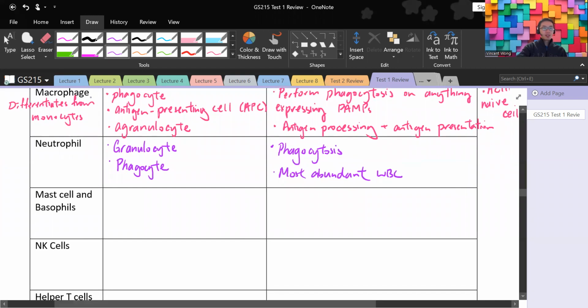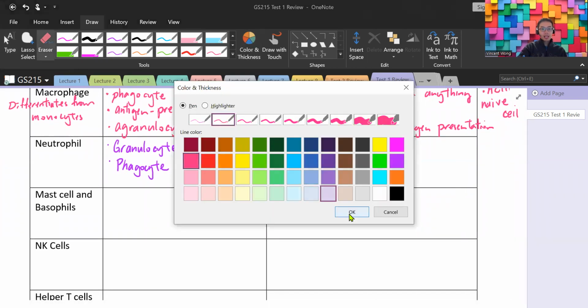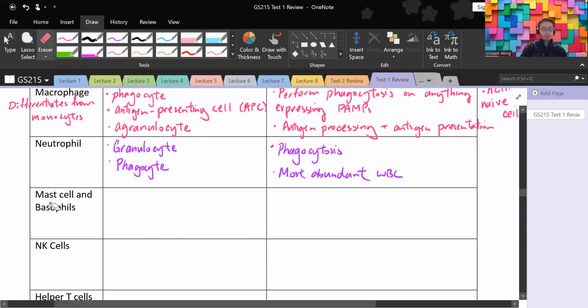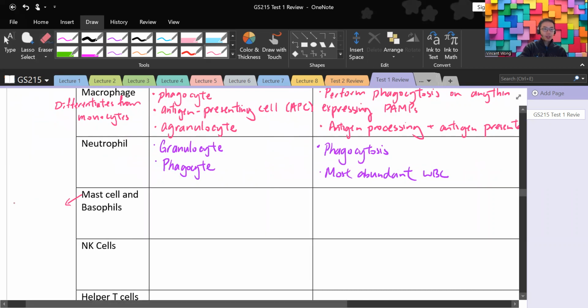Mast cells and basophils. The difference between mast cells and basophils is, they both play a role in inflammation, but the mast cells are anchored to tissues. Whereas the basophils are in circulation, right?